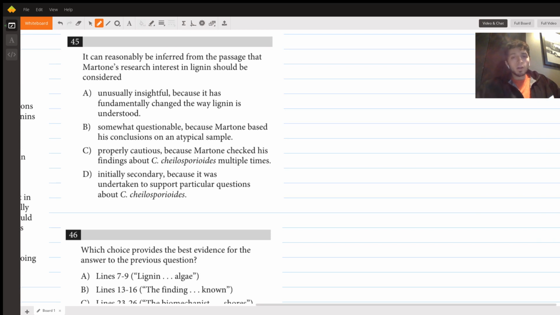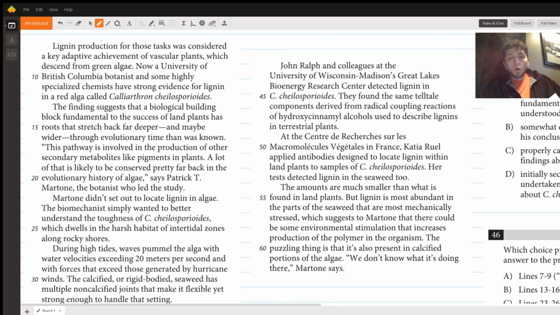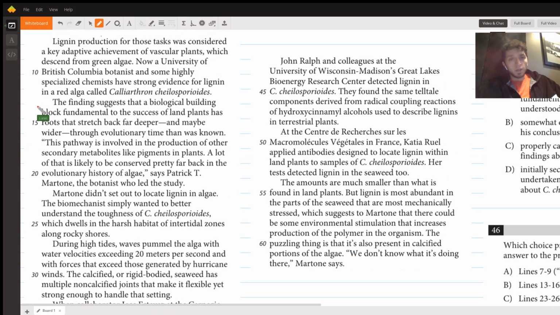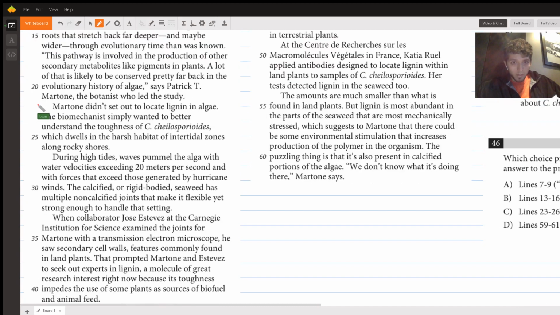Linear pacing rule. Very basic common sense, which basically says the SAT follows a very general line from point A to point B, meaning they refer to things in sequential order. What does that mean for us? It means that if we're dealing with Martone and his research interests, we should only be looking after the first mention of Martone, which, make sure I'm right, is right here in line 21.